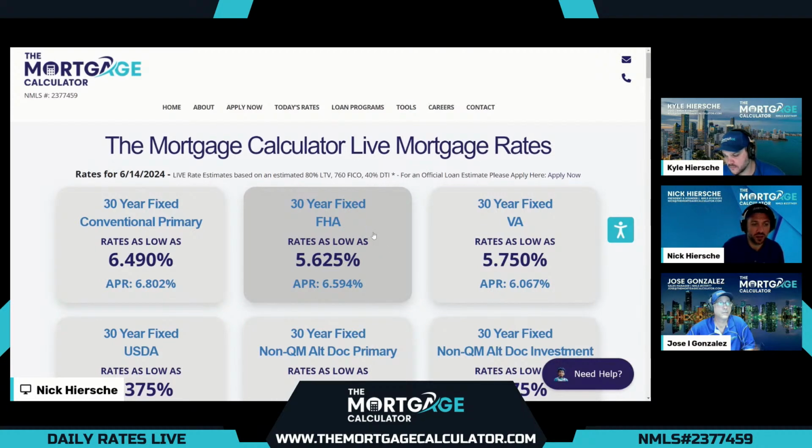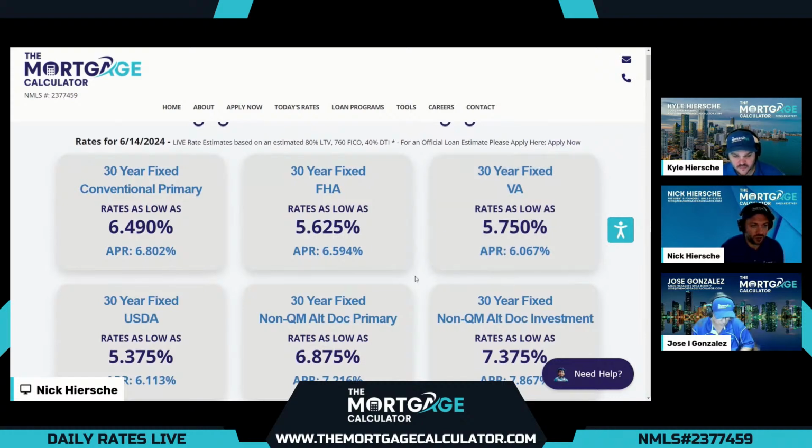Now moving on to our VA options. VA is only for our eligible vets and active service members. If you are eligible, these programs are amazing. Rates today come in at 5.75. Final APR just a touch above 6 still, 6.067. Notice this smokes FHA and conventional. Definitely a great benefit for all of our vets out there.